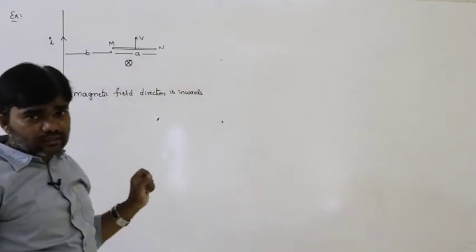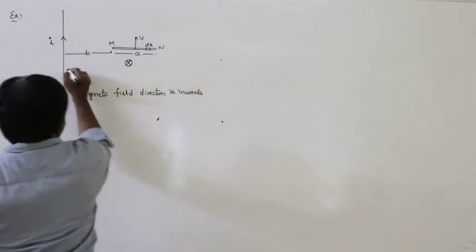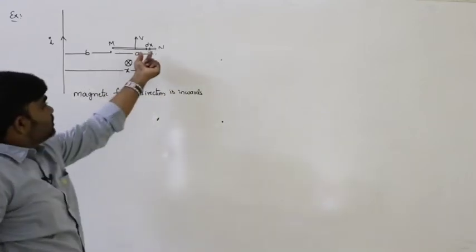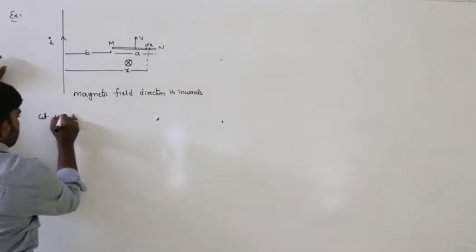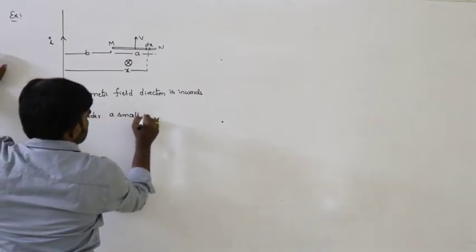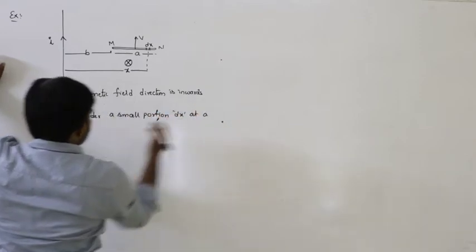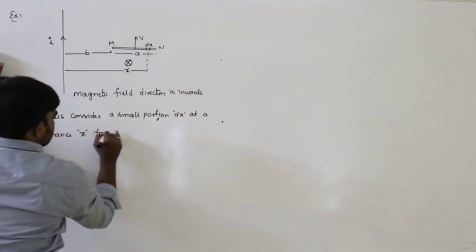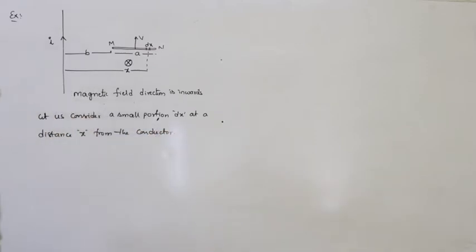So how can we calculate that? For that purpose I am considering a small length dx at a distance x from the conductor. Let us consider a small portion dx at a distance x from the conductor.